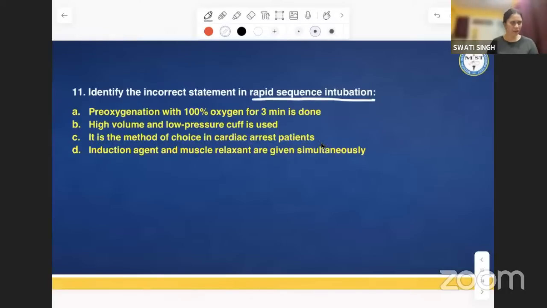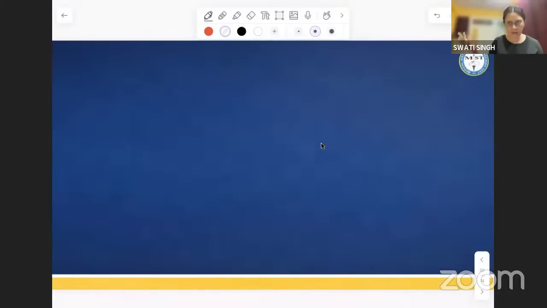So can anyone tell me the answer? I will wait for the answer. Can you tell me the answer? Again, I expected the question: which is false about rapid sequence intubation. You tell me the answer. I will discuss the RSI meanwhile.